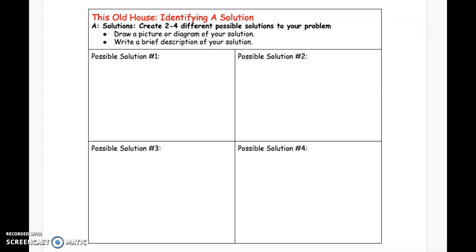Now, we aren't going to choose just one. It is important that you think about the pros and cons from your research to help you create a few possible solutions. Please choose at least 2 possible solutions and up to 4. Write a brief description of what your solution is, and then also draw a picture or a diagram of your model or your prototype.